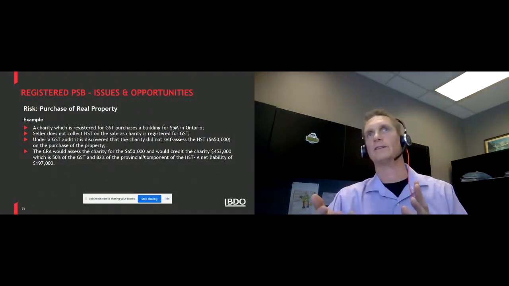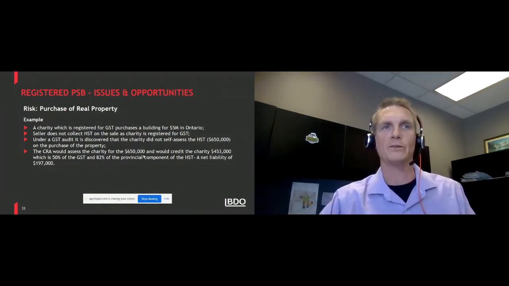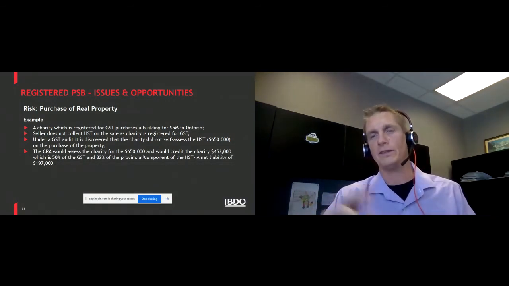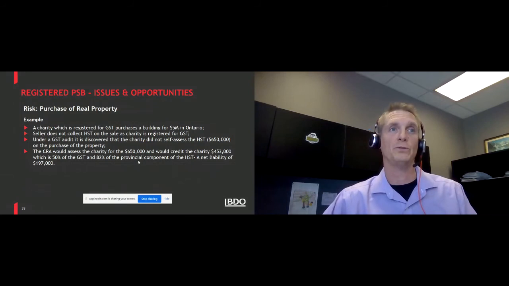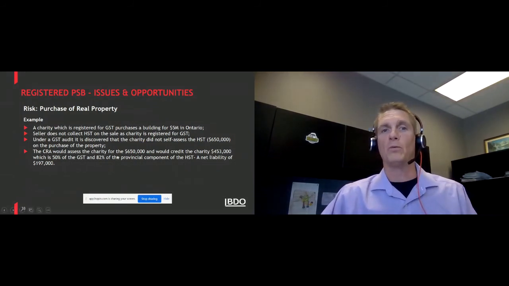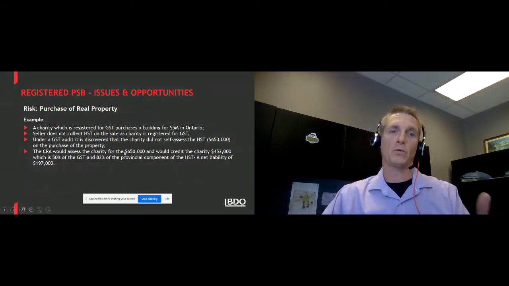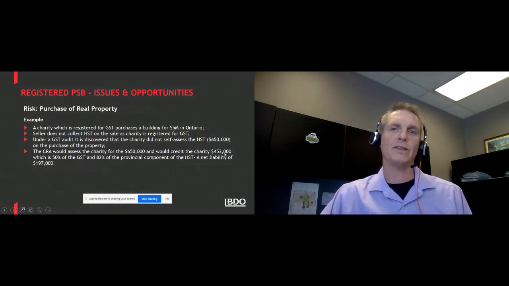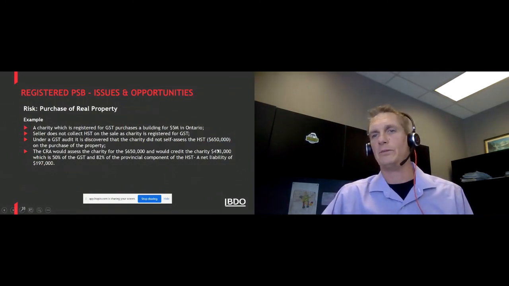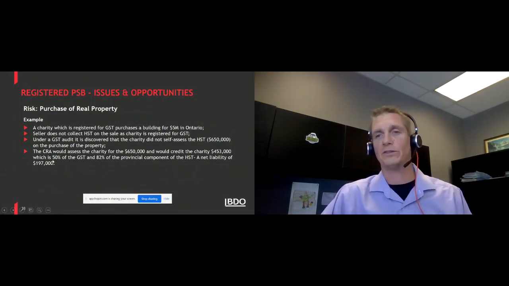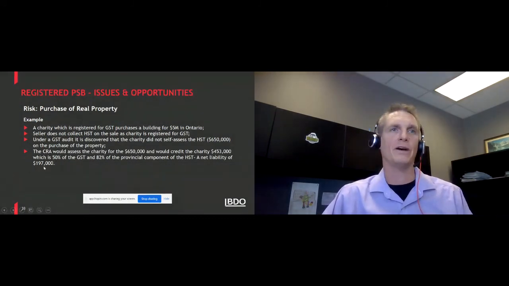And let's say they forget to do this and a CRA auditor knocks on the door and says, look, we're doing an audit, and they discover that they weren't able to self-assess. What would happen is the charity would be required to self-assess the $650,000, but they would only get a rebate of $453,000 through their charity rebate, leaving a net liability of $197,000.